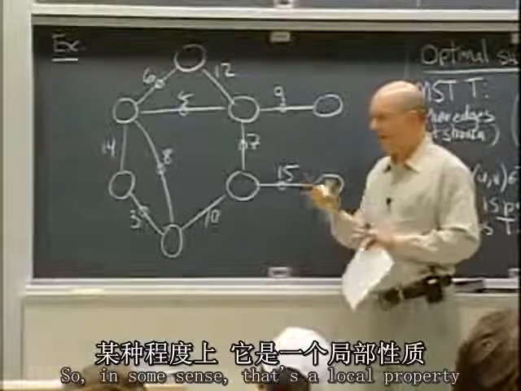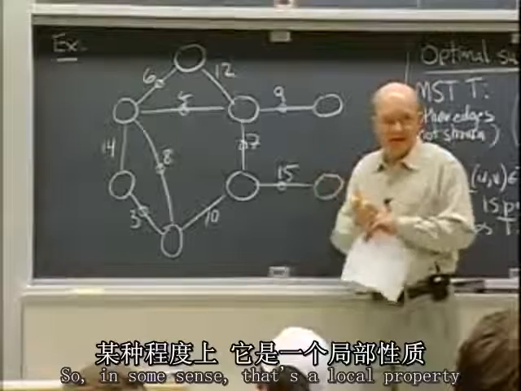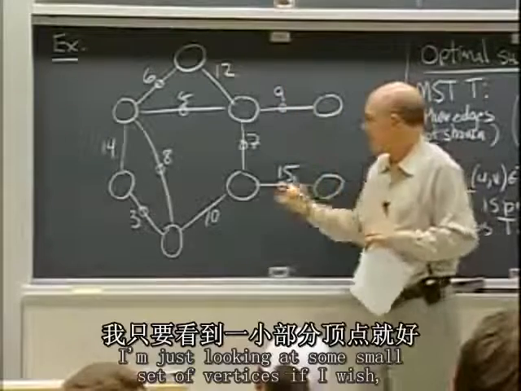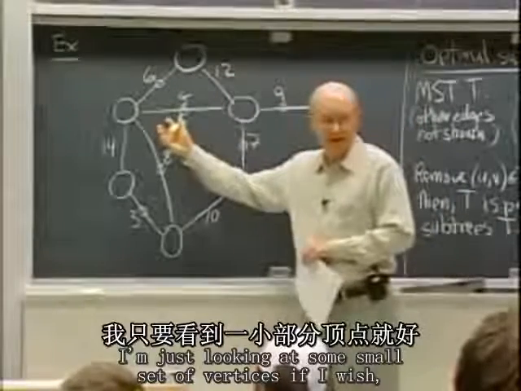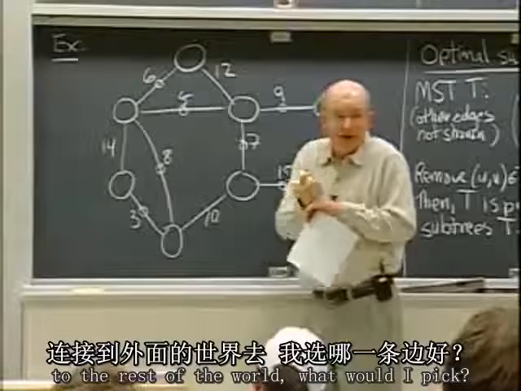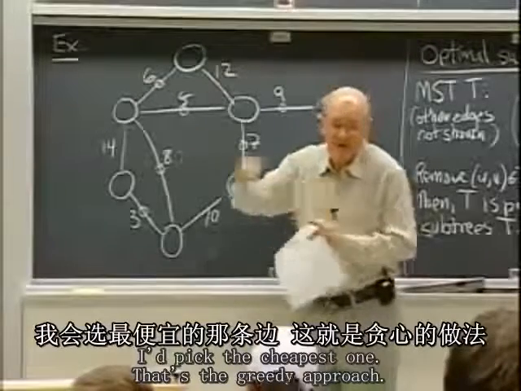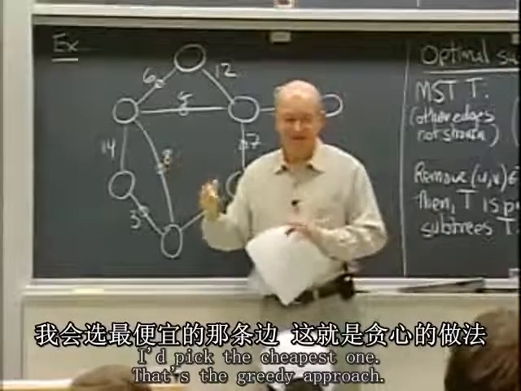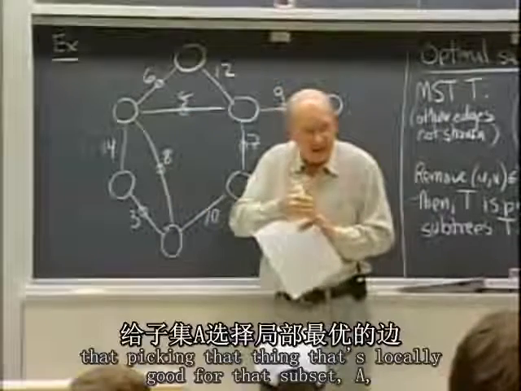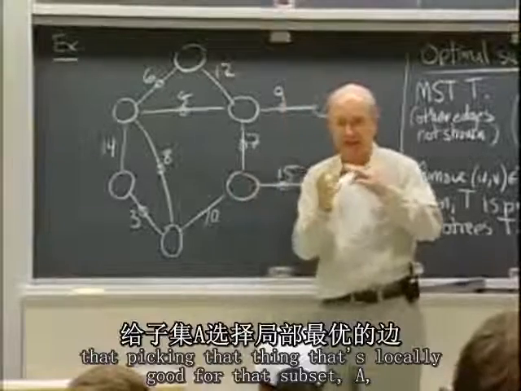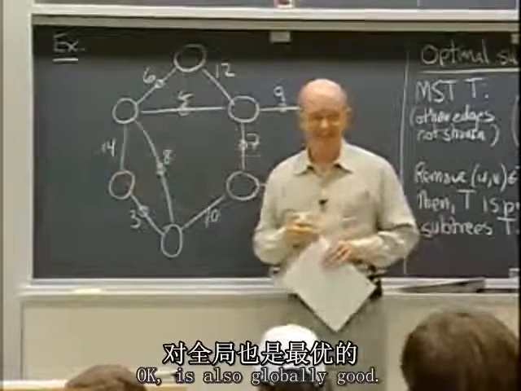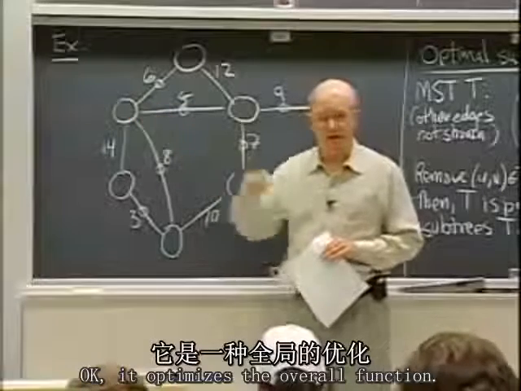So, in some sense, that's a local property, because I don't have to look at what the rest of the tree is. I'm just looking at some small set of vertices, if I wish. And I say, well, if I wanted to connect that set of vertices to the rest of the world, what would I pick? I pick the cheapest one, the greedy. That's the greedy approach. Turns out that wins. Picking that thing that's locally good for that subset A is also globally good. It optimizes the overall function. That's what the theorem says.